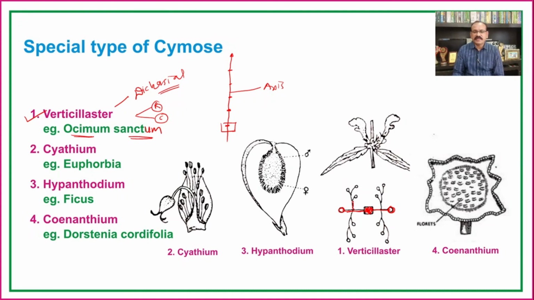Again, from it there is a development of the two flowers on both the sides, and in this way there is a development of many flowers from each node, and such type of the inflorescence in which the flowers which are developing from the nodal region of the axis in a dichasial cyme, that is known as Verticellaster inflorescence.